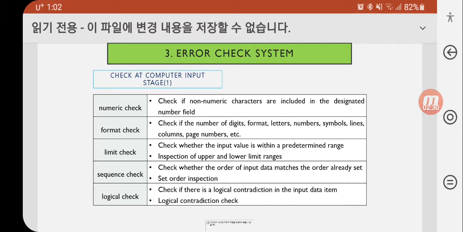Sequence check is whether the order of input data matches the order already set. Logical check: if there is a logical contradiction in the input data items.